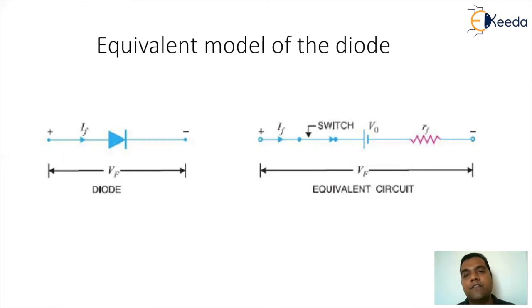So in this session, we have seen two important parameters of diode, that is static and dynamic resistance, along with the equivalent model of the diode.